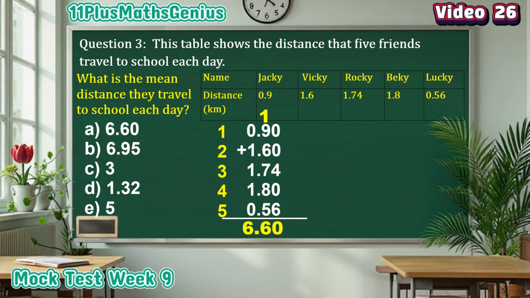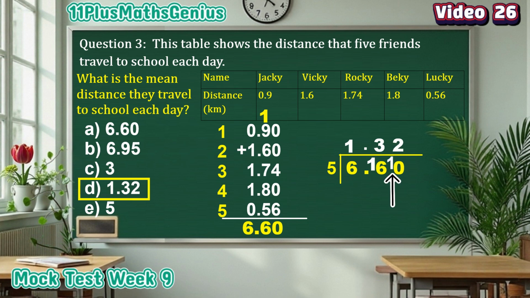But we're asked to find the mean distance, which means we have to divide it by the 5 friends who travel to school. So we have to divide 6.60 by 5. Now 5 goes into 6 once, but it doesn't fit exactly, so carry forward 1. Now 5 goes into 16 3 times, but once again it doesn't fit perfectly, so we carry forward a 1. Now 5 goes into 10 exactly twice. And so our final answer is D, 1.32 kilometers.